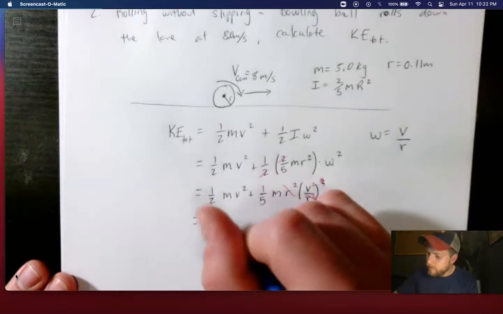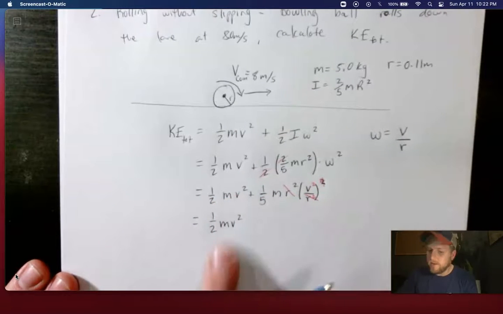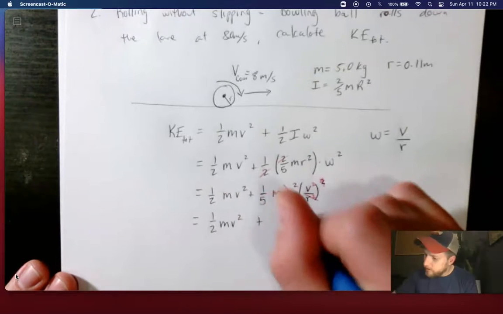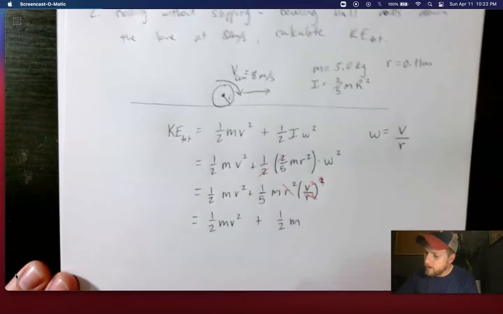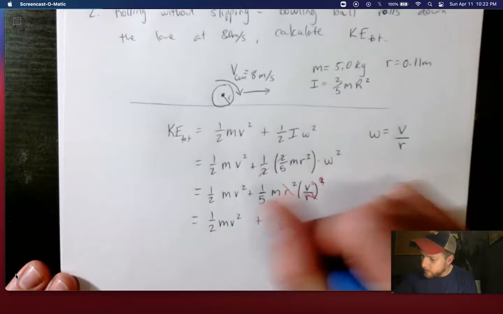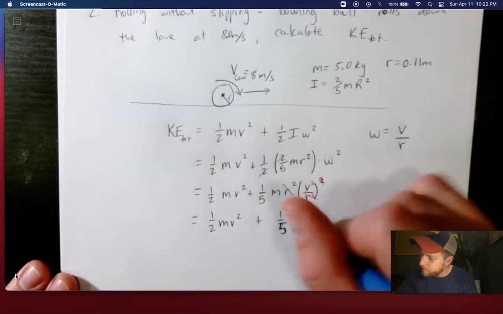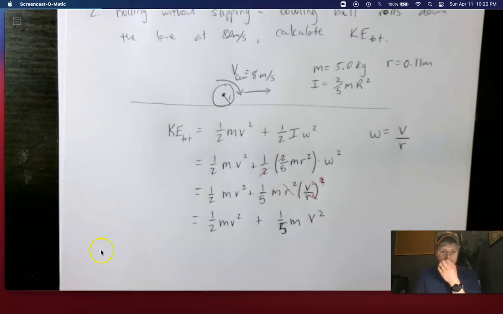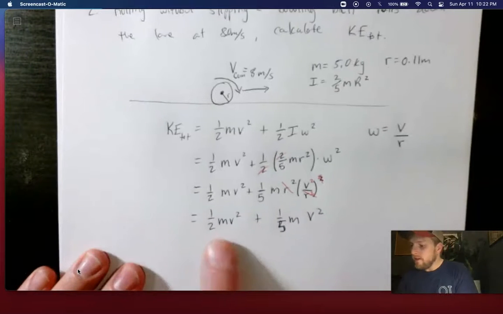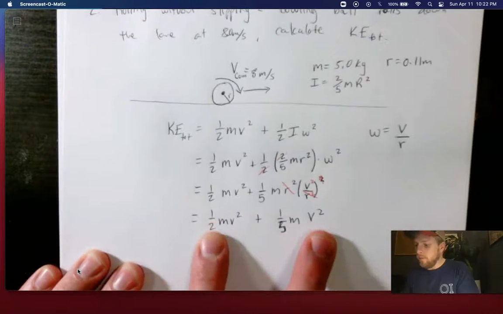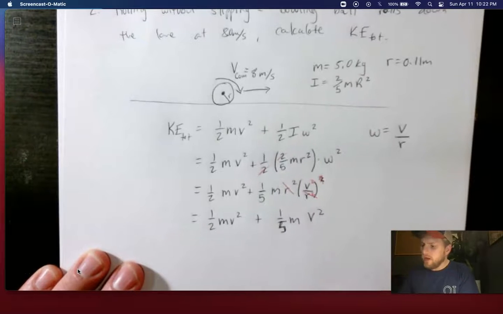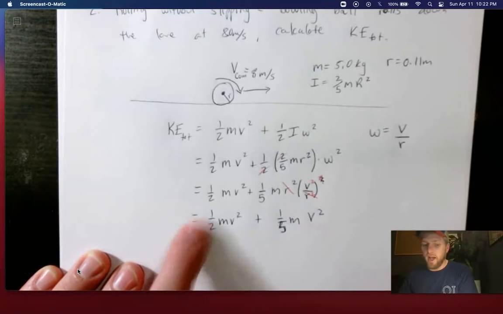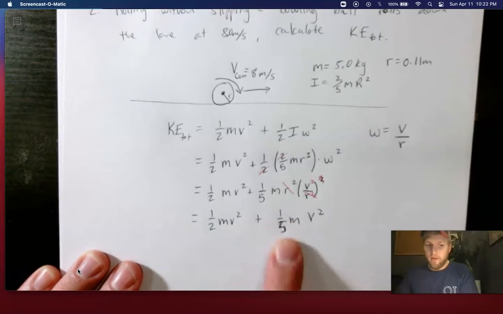I end up with 1/2 mv squared, that's the translational component of the kinetic energy, plus 1/5 m, wow, everything canceled, just v squared. Oop, that should be a 5. 1/5 mv squared. So this is kind of cool. What we learned here is that they're calculated in roughly the same way, but after all of our cancellations, and because this is a sphere, instead of having a 1/2 out in front, we have a 1/5.